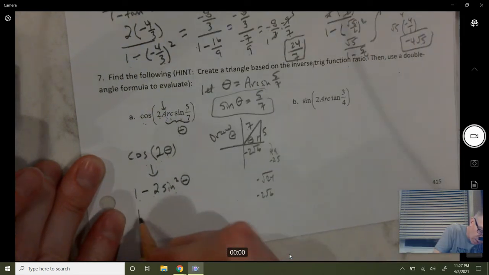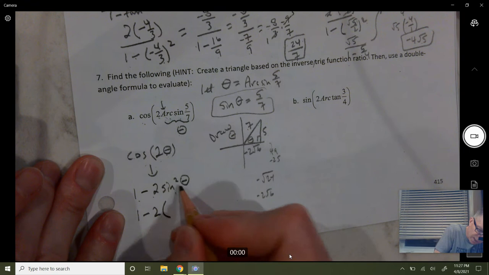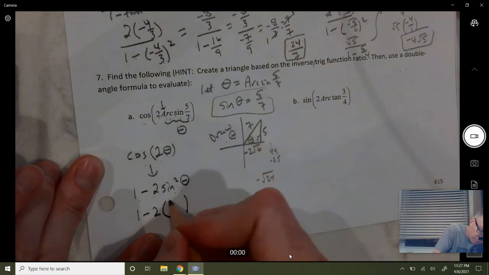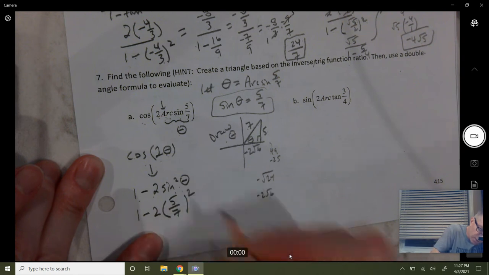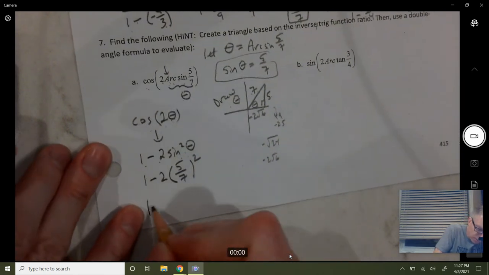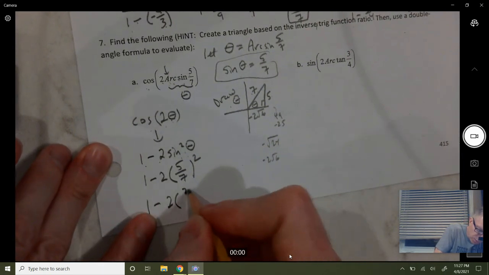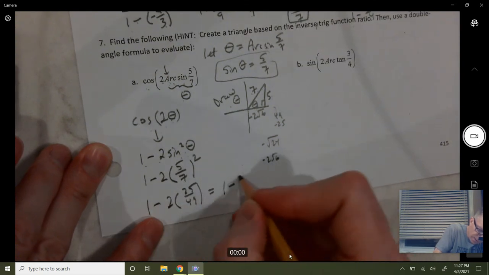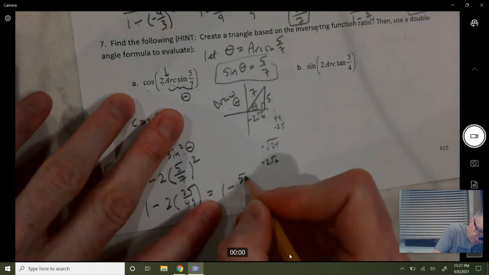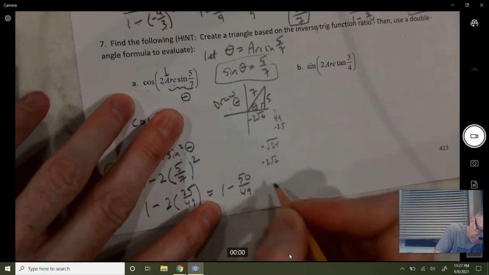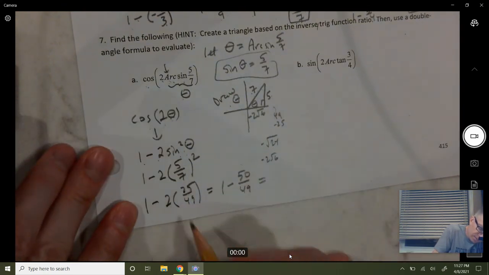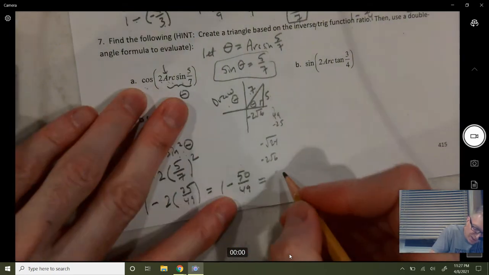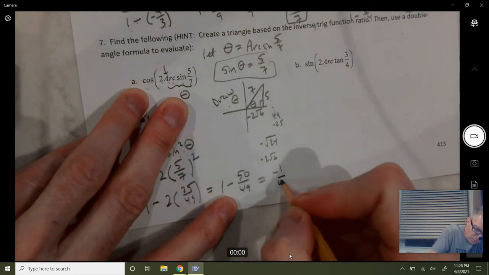Okay, and then I've got 1 minus 2 times sine of theta. Now I drew theta, so I'm going to use sine of theta, which is 5/7, and square it. Okay, so 1 minus 2 times 25/49 equals 1 minus 50/49, which is 49/49 minus 50/49, which gives me -1/49.